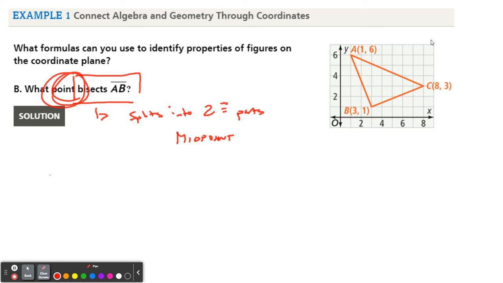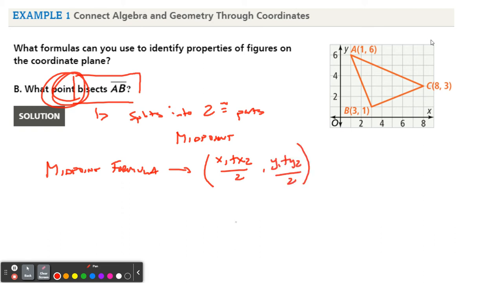of segment AB. And we have what's called the midpoint formula. That midpoint formula is where you take the average of the x's. So you add the first x to the second x, you divide by 2. And then you take the average of the y's, you add the first y to the second y, and divide by 2. So in my picture here, let's let A be x1, y1. Let's let B's coordinates be x2, y2. We will plug them in to find the midpoint.